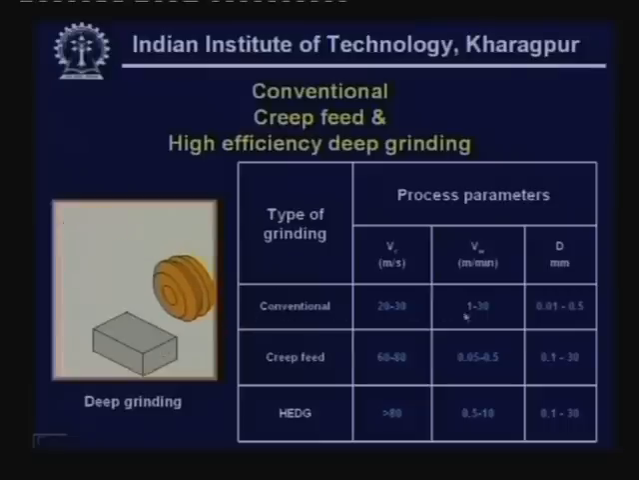Actually, conventional grinding is a multi-pass grinding, whereas creep feed is a single-pass grinding. Now, what is the advantage we can extract out of this creep feed grinding? The main advantage is that the wheel need not rub over the workpiece a number of times as in multi-pass grinding. In one pass, we can complete the grinding.